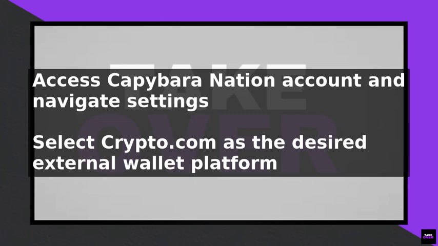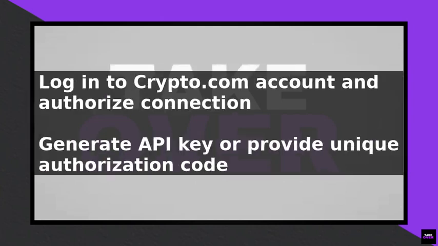If you do not have a Crypto.com account, you will need to create one by providing the required information and verifying your identity. Once you are logged into your Crypto.com account, you will be prompted to authorize the connection to Capybara Nation. This may involve generating an API key or providing a unique authorization code. Be sure to follow the on-screen instructions carefully to ensure a successful connection.